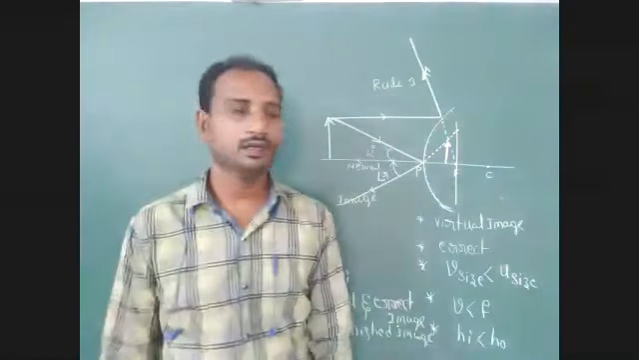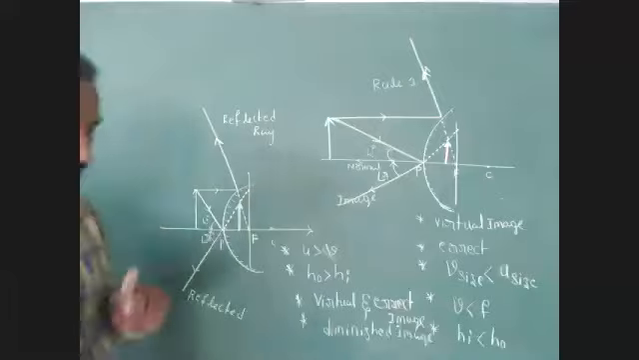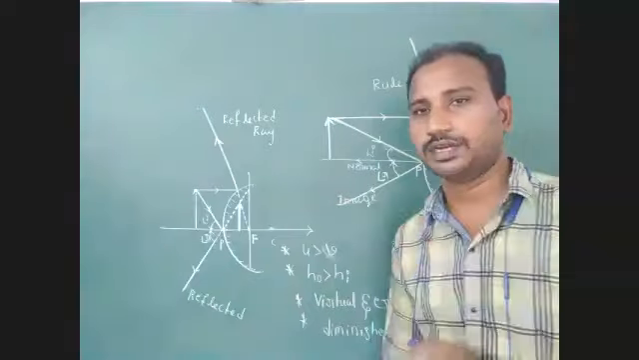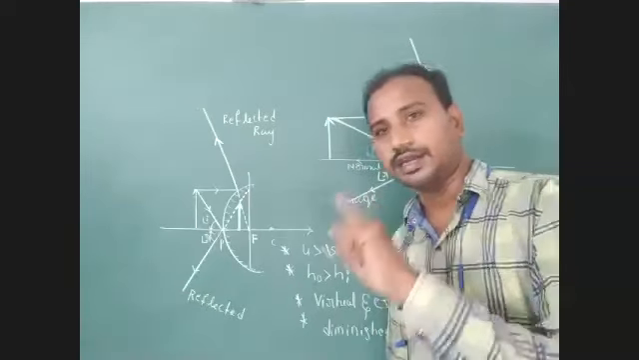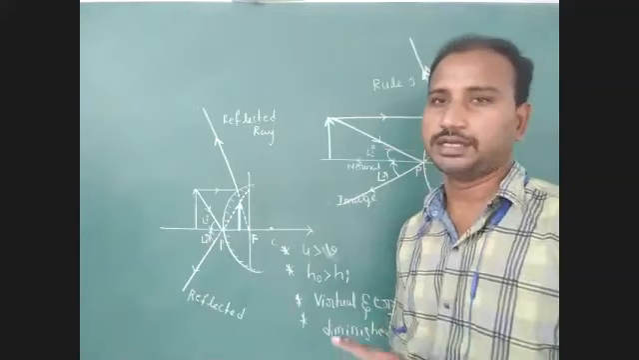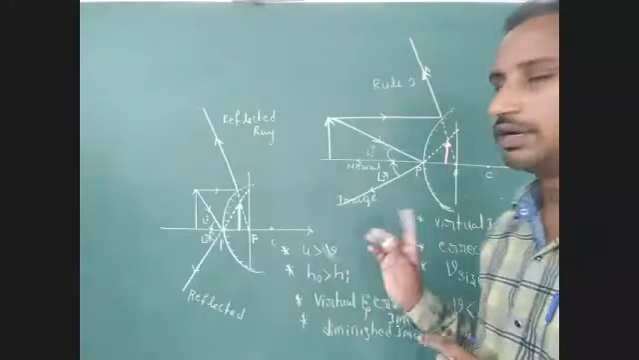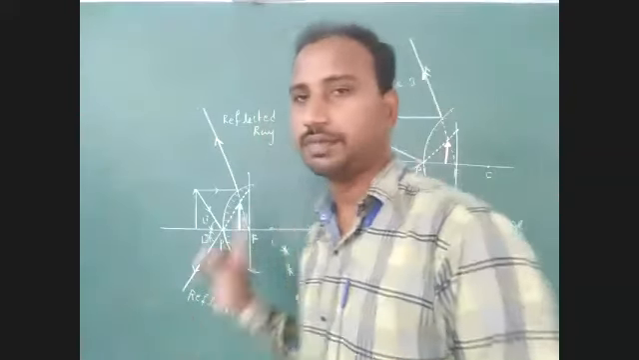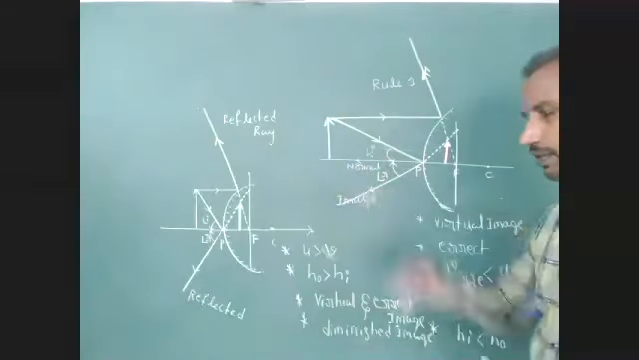Because of that reason, a convex mirror is a virtual mirror or diverging mirror. A concave mirror is a real and virtual mirror, meaning a concave mirror can form real images and virtual images. But a convex mirror can only form virtual images. The image formation point we have to consider between the principal focus and the pole. Students, note down this condition.